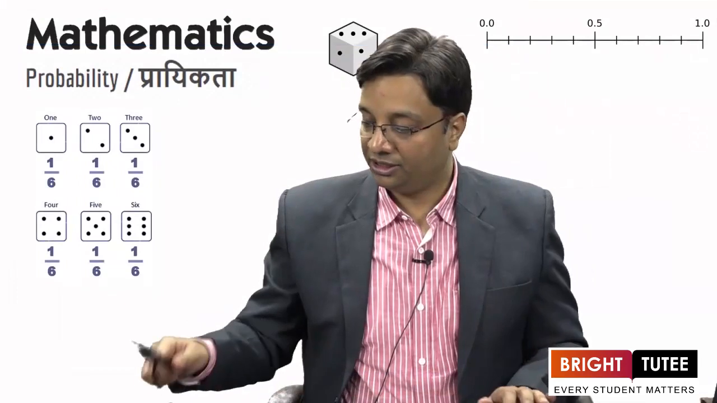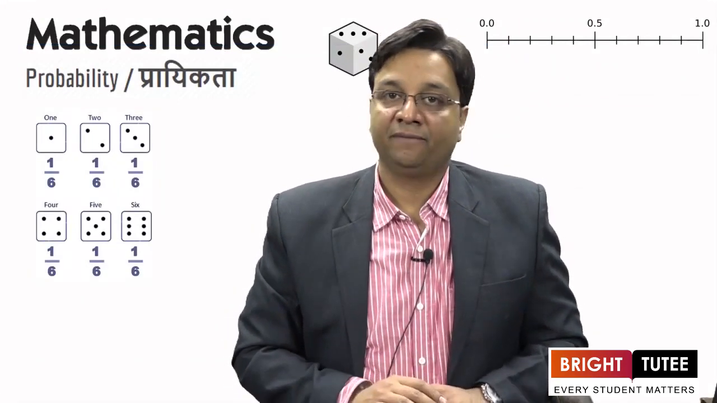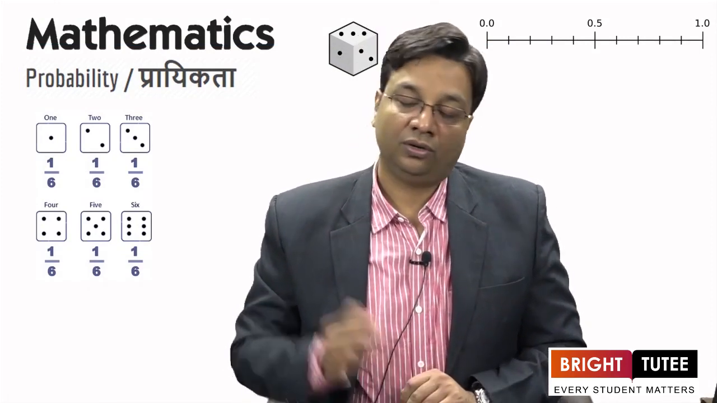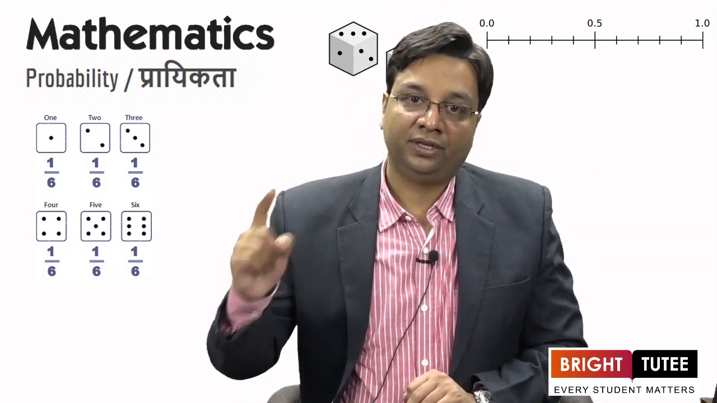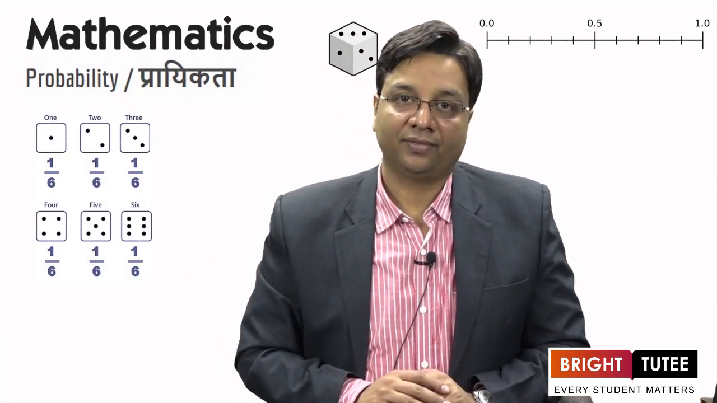So these were the questions in this exercise. I hope the concept of experimental probability is clear to you, which is that the experimental probability of an event is equal to the number of trials in which the event happened divided by the total number of trials, right? Thank you.